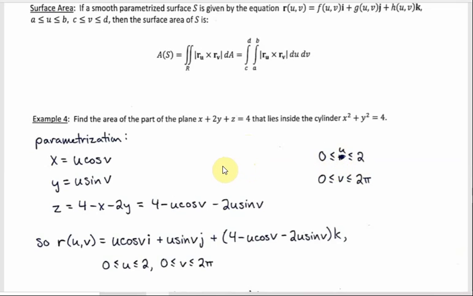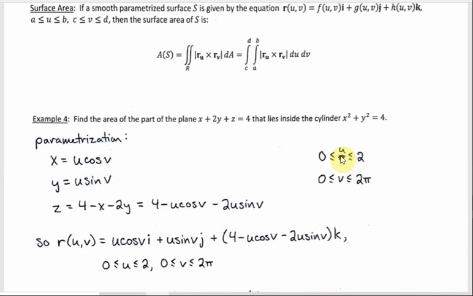And then the other thing is we need a way to parameterize z. Well, z isn't in this, but it's in this. Based on this equation of the plane, z would be equal to 4 minus x minus 2y, right there. But then if we have these representations of x and y, I can substitute those in. And so now this is what z would be when we make that substitution. And now we have x, y, and z all in terms of u and v. So we've got our parameterization.